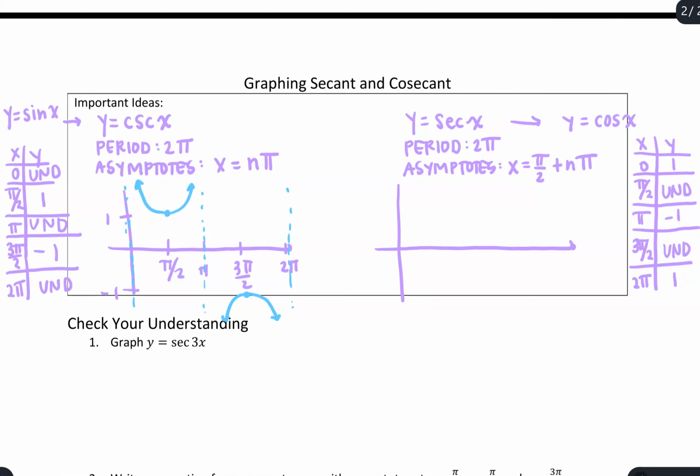So it's just going to be a shift a little bit. So 0, pi over 2, pi, 3 pi over 2, and 2 pi. So my asymptotes are happening at intervals of pi over 2. So if we can graph sine and cosine, we can graph cosecant and secant. Okay.